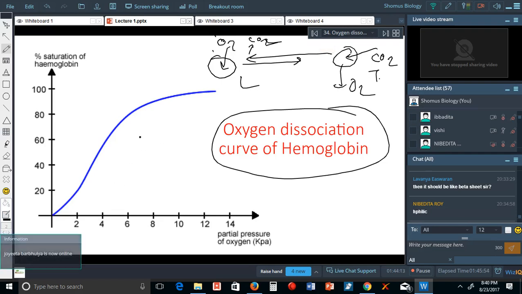So when you look at the oxygen dissociation curve, it gives us an idea about the affinity of hemoglobin to bind with an oxygen molecule. The affinity of hemoglobin alters at different points of time under different parameters. So what are the parameters that alter the oxygen dissociation curve of hemoglobin?